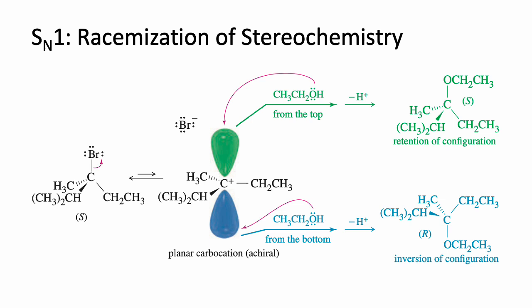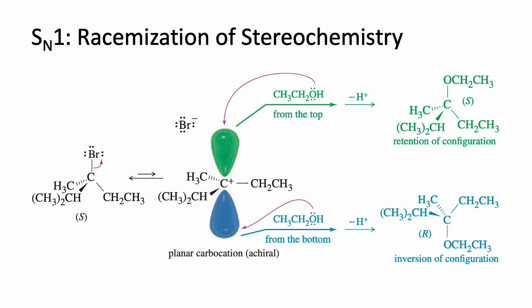So that looks just like the SN2. The old bond was on top, the new bond is on the bottom. So that's the same. We call that inversion of configuration. The reactant was an S, the blue product is an R. The stereocenter has switched. It's changed its configuration from S to R.